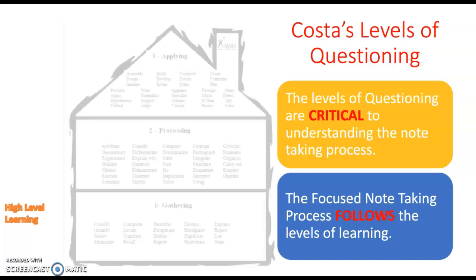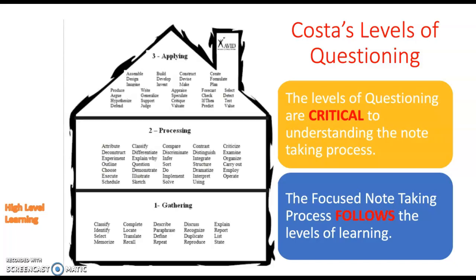Focus note taking is based on the levels of learning. This is our COSTAS levels of learning. They're critical to understanding the note taking process. The focus note taking process follows the levels of learning. The lowest level of learning is gathering, and that is where a lot of students will take notes. We want to make sure that we're also processing and applying our notes as well. If you only ever get to the gathering phase, students are not learning as much as they need to. They're not effectively taking those notes and doing something with them. So that is our highest level of learning, between the processing and applying phases.